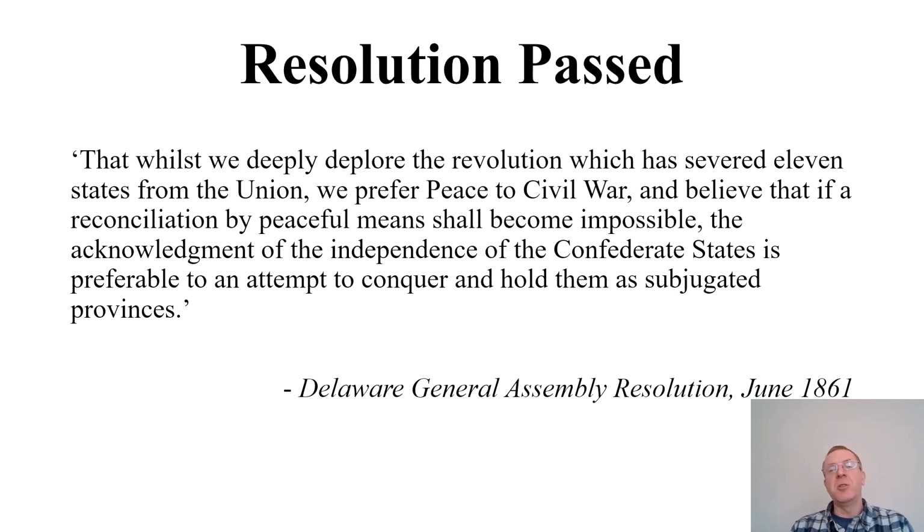Now, in June of 1861, the Delaware General Assembly will meet again to discuss secession, and they decide not to secede. Now, June 1861, at this point, Maryland's under martial law. Virginia has seceded. North Carolina, Tennessee, Arkansas, they've all seceded.